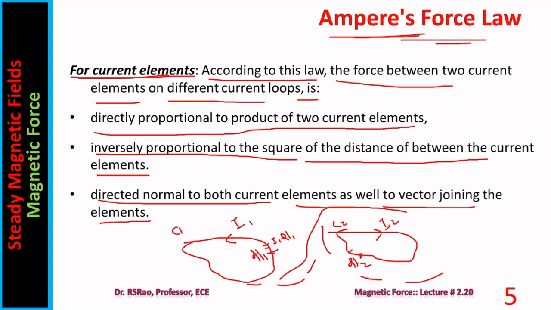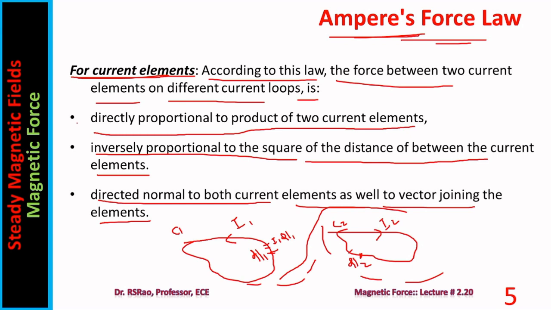If we want the force that exists between C1 and C2, then what we have to do is, first compute the field due to the entire loop C1 and the total force experienced by the entire loop C2. How is it done? First, we integrate over C1 to find the field intensity created by it, and then we integrate over C2 to get the total force that exists between the two loops. The expression for this force is given by Ampere's force law for loops.